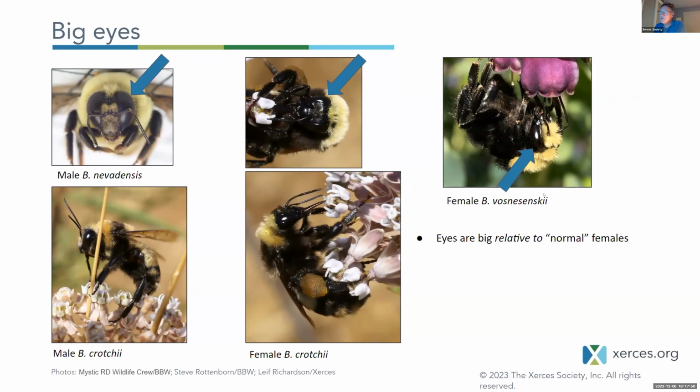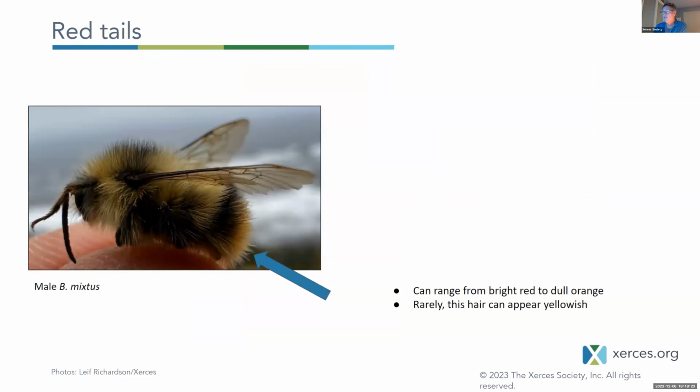The bee on the right is a female of Vosnesensky bumblebee, and she has those average eyes. They're not too big, they're not too small. That's an average looking bee. But just look back over to the nevadensis, huge eyes. They are just gigantic. The bees in the middle here are examples of females of crotchii, and they have relatively normal sized eyes also. So big eyes, they're usually pretty easy to spot, with one exception, which we'll talk about a little bit later, Bombus rufus cinctus, which has big eyes.